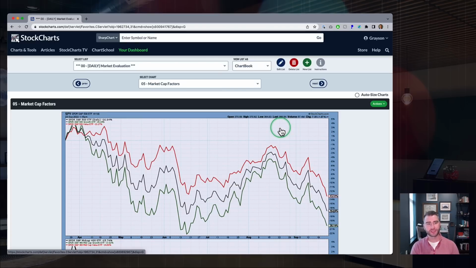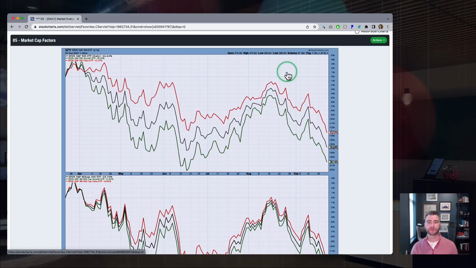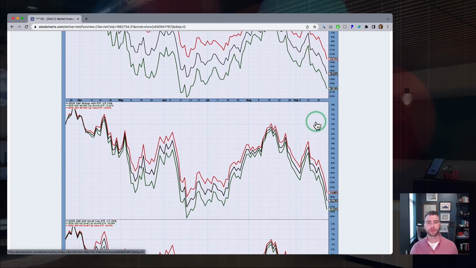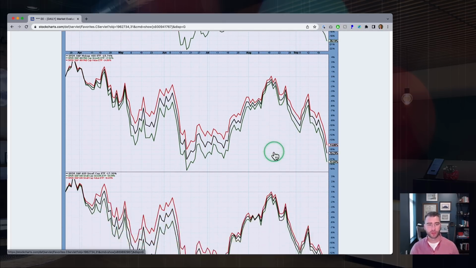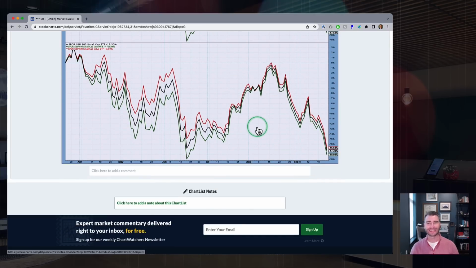Clicking on, similar kind of concept, we've got market factors at different cap tiers. So here we're looking at growth versus value versus the standard index. In the S&P 500 up top, we've got S&P 500 growth in green, S&P 500 value in red, and then the S&P 500 itself in black. And then we do the same thing for the S&P 400. We do the same thing for the S&P 600.